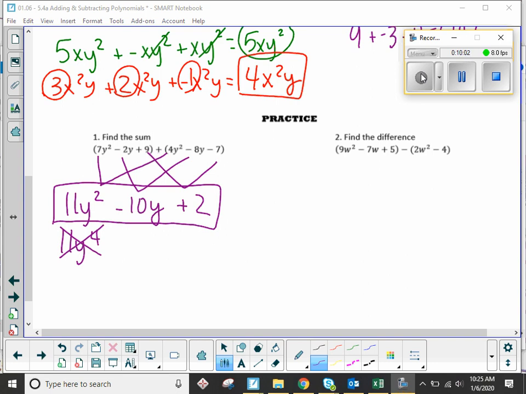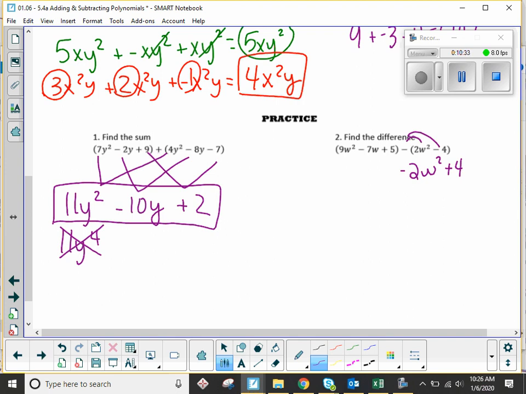Back to math. What do I have to do here before I can start? Or find the like terms, right? Before that even. Oh yeah, you have to distribute. Assess the situation and distribute the negative, right? If there's a negative in front of parentheses, you have to bring it through because you're subtracting everything in there. So it becomes minus 2w squared, and then minus negative 4 is plus 4. Okay.